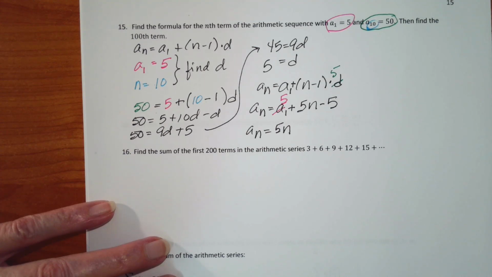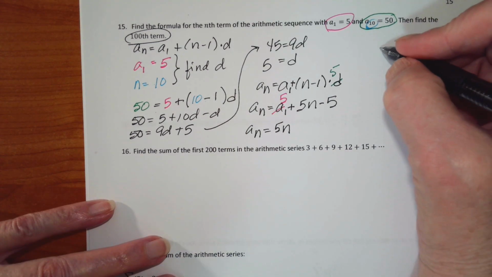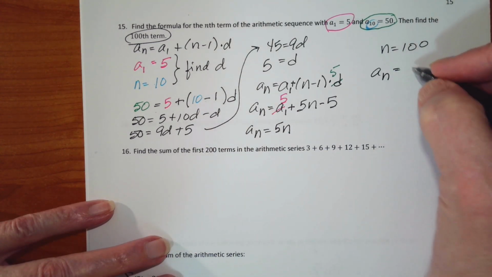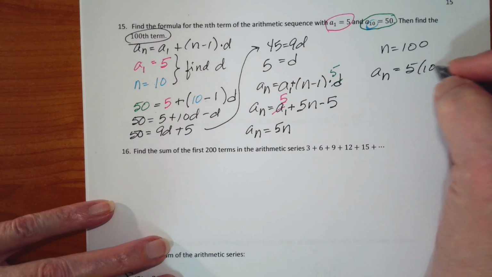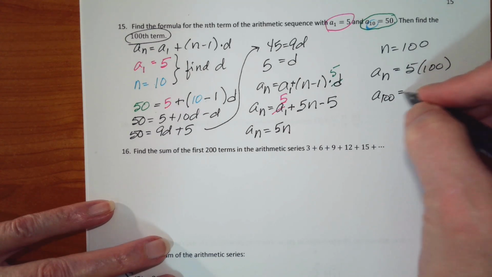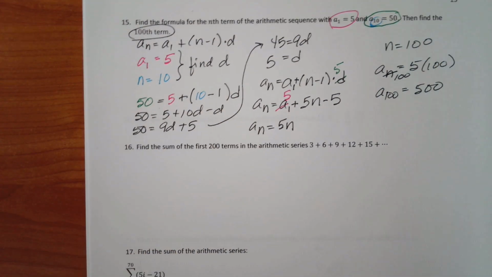So now it's asking me for the 100th term. So if n equals 100, a sub n equals 5 times 100. So a sub 100 is equal to 500.